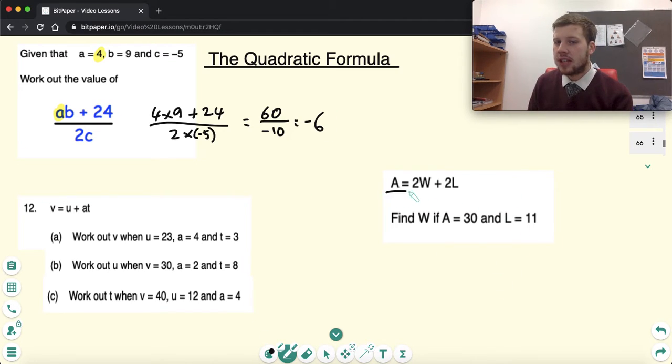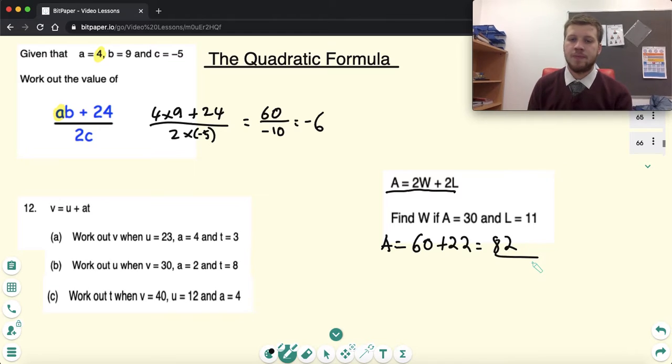Likewise over here, we can use actual formulas we use in maths. So this is for the area of a rectangle, is 2 times the width plus 2 times the length. So 30 times by 2 is 60, add 11 times by 2 is 22, 60 add 22 is my area, which would give me 82.